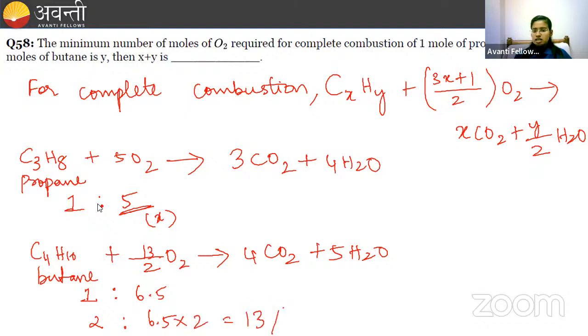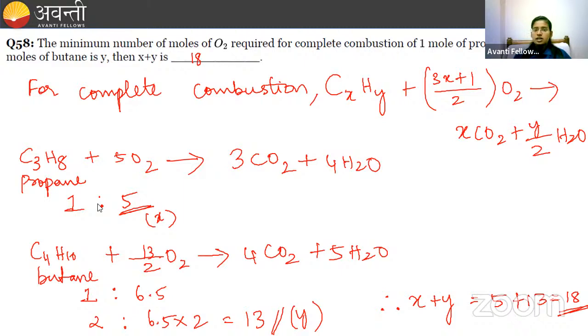So this 13 is the number of moles of oxygen required for 2 moles of butane, which is the value of Y. So therefore, X plus Y is equal to 5 plus 13, which is equal to 18. Okay, X plus Y is equal to 18. Clear? So this is how we need to solve this.